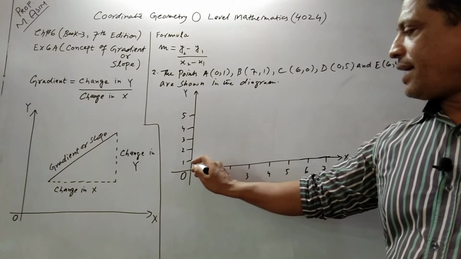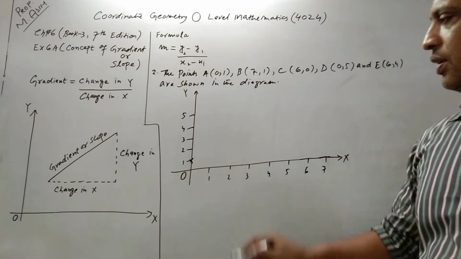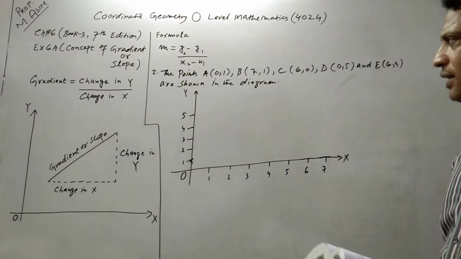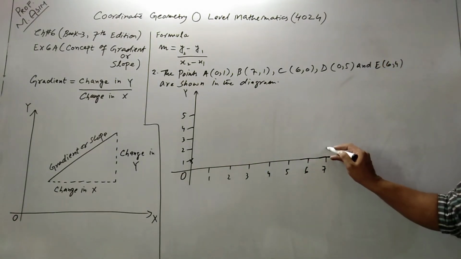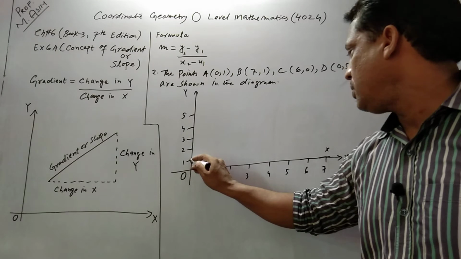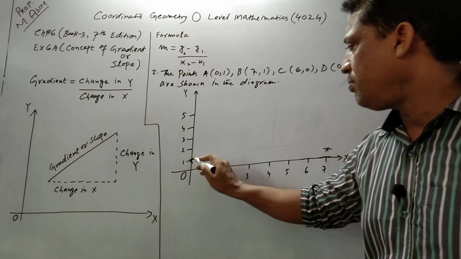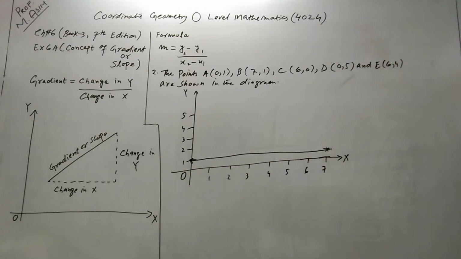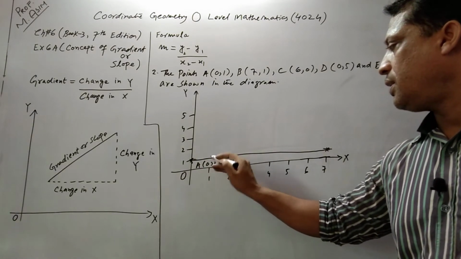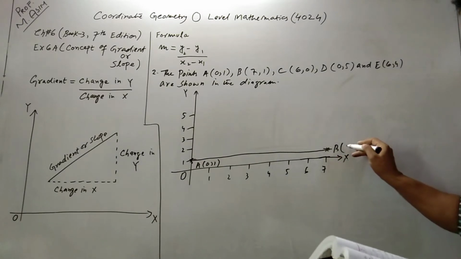See the first coordinate, A (0, 1). Where is (0, 1)? X is 0 and y is 1. So this is your coordinate A, and this is B. B is (7, 1). First draw the line from A to B. The line is not straight, but you can understand this. So in this case, A is this point (0, 1) and B is this point (7, 1).